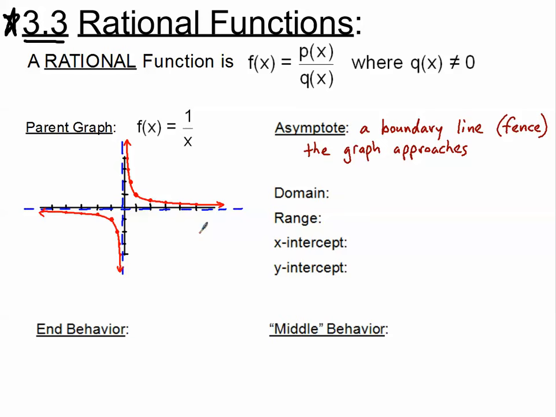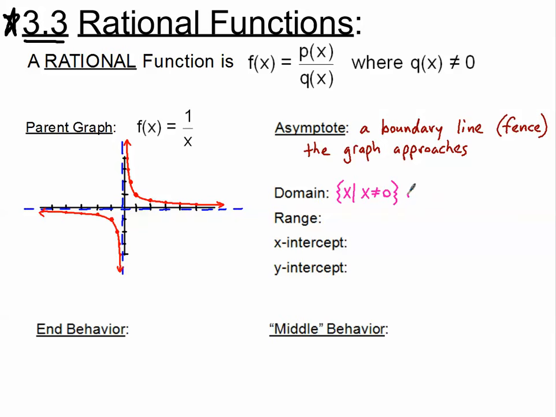Let's talk about the domain for this function. The domain is the set of all x values. So since x can be everything except for 0, I'm going to write my domain in set notation, and I'm going to say it's the set of all x such that x is not equal to 0. That's how I prefer to write domains, usually for rational functions.